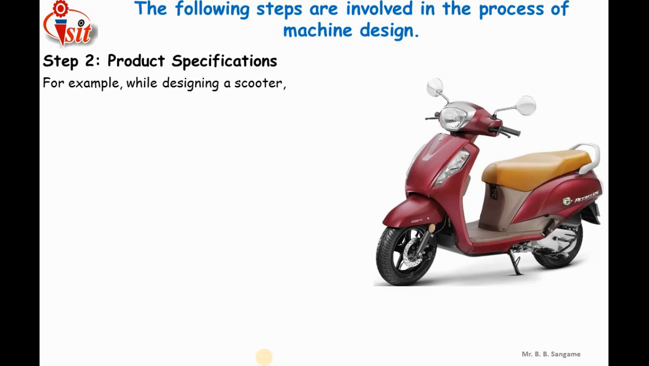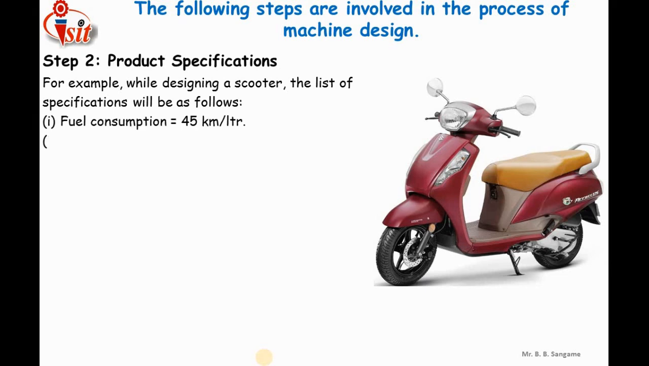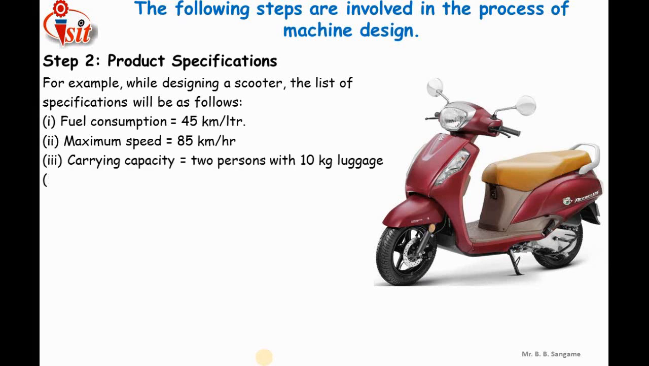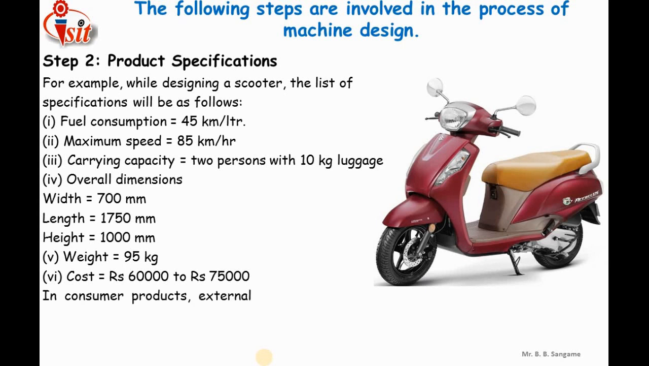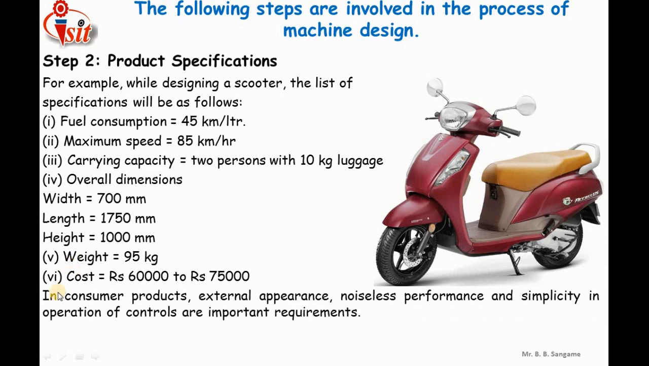So technical description means, while designing the scooter, the list of specifications will be like the fuel efficiency of the scooter, the maximum speed, and the load carrying capacity along with the luggage. Overall dimensions, meaning length, width, and height, are also included in the specifications, along with the weight of the vehicle. And last but not least, the cost, because cost is also a part of the specification.